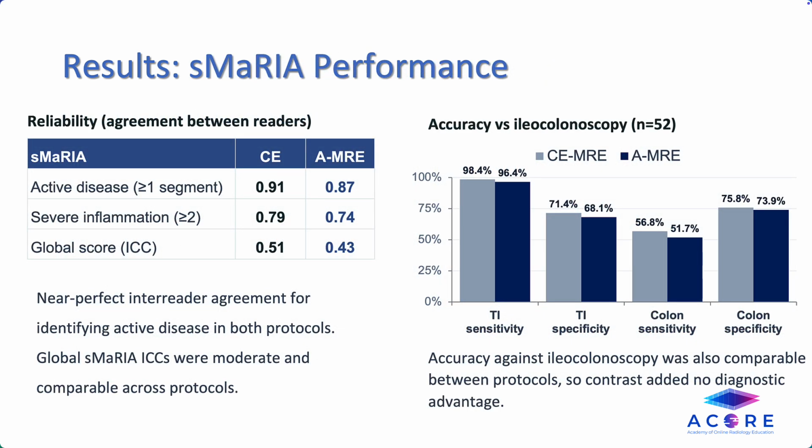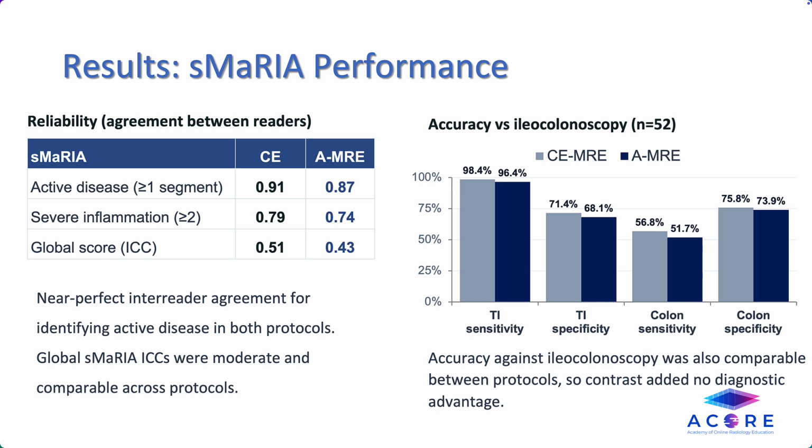The same holds for SMARIA, the index that turns these features into a single activity score and has been validated without contrast. Between readers, the result is consistent with what we have seen so far. Classifying a patient as having active disease was almost perfect under both protocols, with agreement coefficients of 0.91 with contrast and 0.87 without. Agreement on severe inflammation was also substantial. However, agreement on the global score was only moderate, near 0.5, since summing across segments accumulates small reader differences. Therefore, across all three, the two protocols gave comparable results.